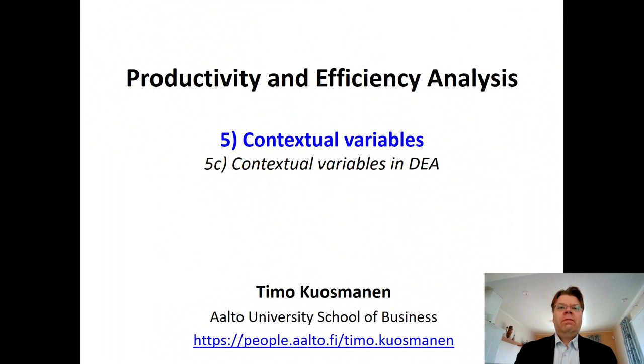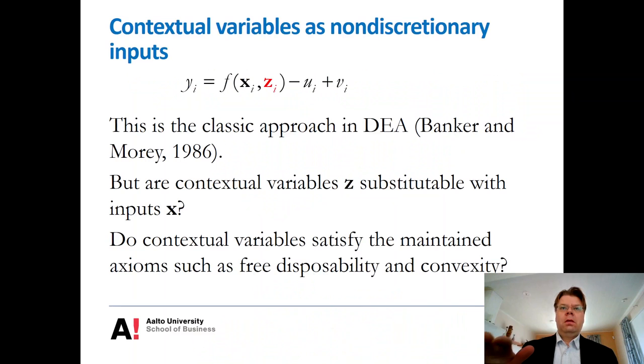Third part of this fifth topic of contextual variables, we then consider the DEA modeling of contextual variables. And just to remind, I already mentioned that the traditional approach in DEA has been to treat the contextual variables similar to inputs or perhaps to outputs. And this was the Banker and Morey non-discretionary inputs approach. So these non-discretionary inputs refer to inputs that are beyond the control of the management of the firm. So they are in some sense very similar to the contextual variables.